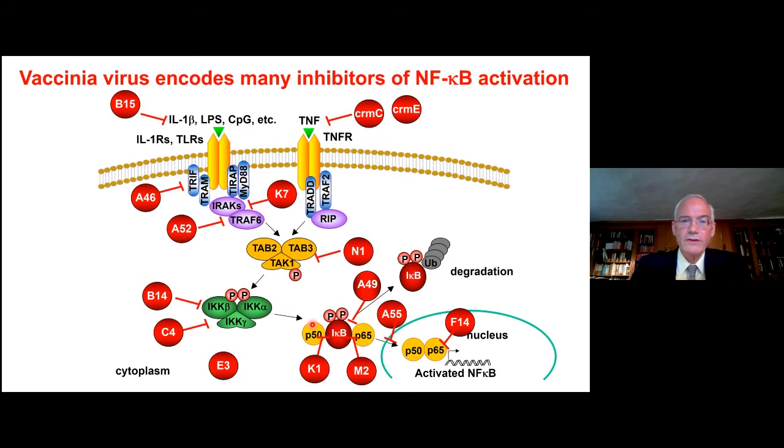I want to finish with illustrating how abundant these viral inhibitors are. For the NF-kappa B pathway alone, there are now more than a dozen different intracellular molecules made by vaccinia. These red dots are all vaccinia proteins that individually target the activation of NF-kappa B.